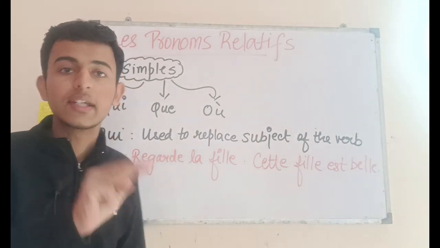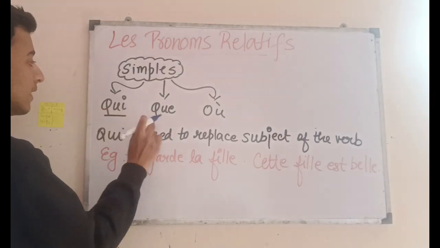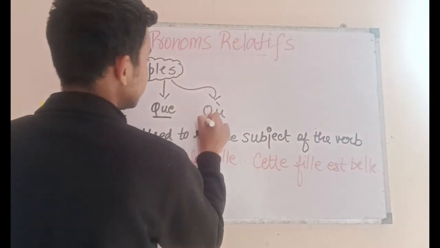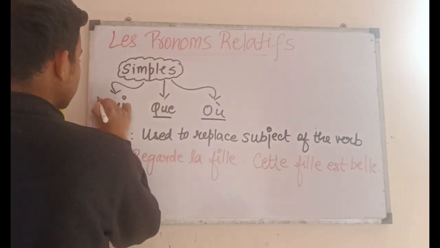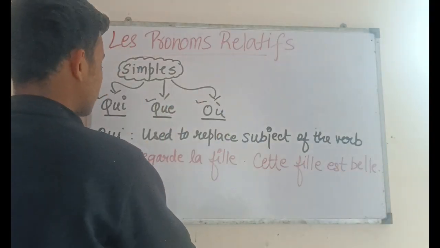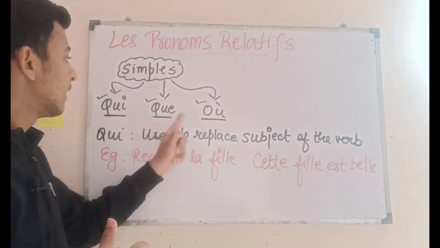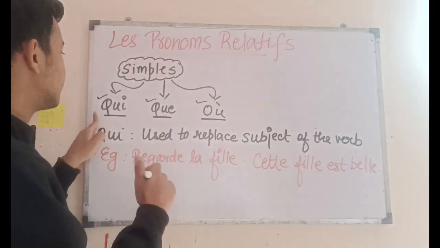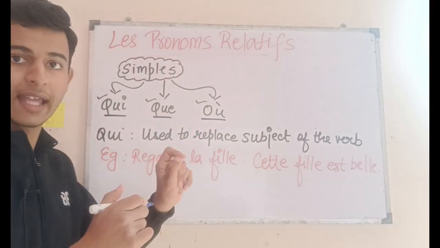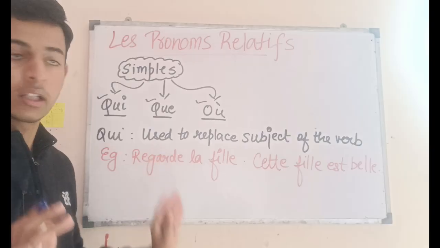In French, we have three types. First is qui, second is que, third is où. So we've got three examples: qui, que, où. The main thing of qui and que is which or that, and où is where. So qui and que mean which or that, and où means where.